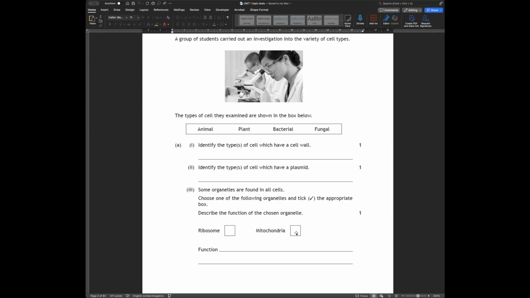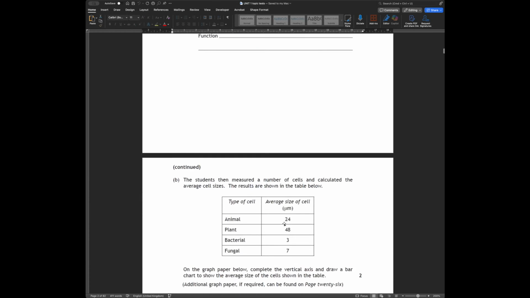If you choose the mitochondria, you give that a tick and write down the function. So hopefully you've had a chance to have a go at that. The ribosome would be the site of protein synthesis, whereas the mitochondria would be the site of aerobic respiration. So depending on which one you chose, hopefully you managed to get the correct function there.